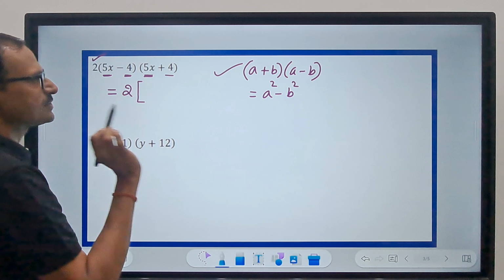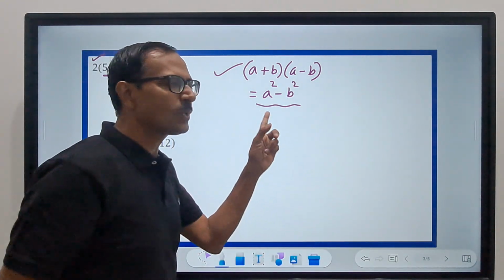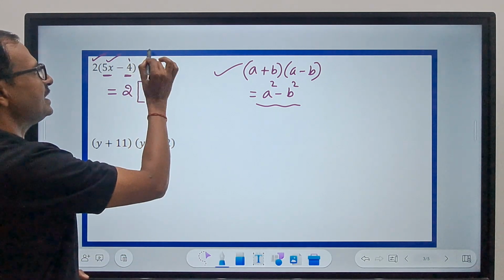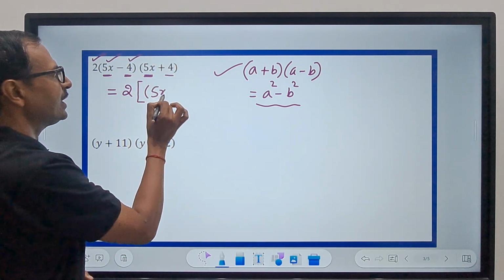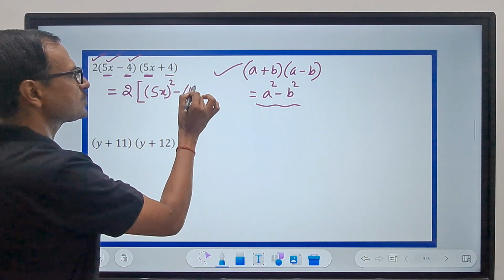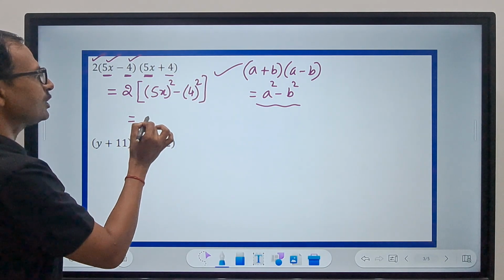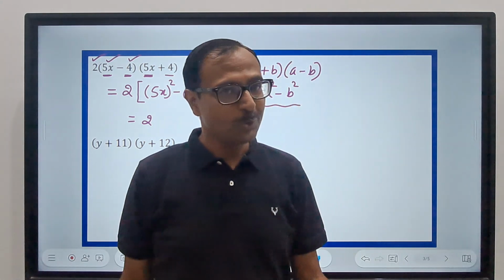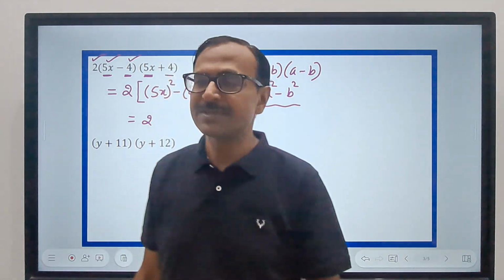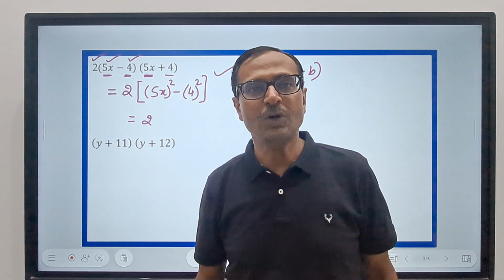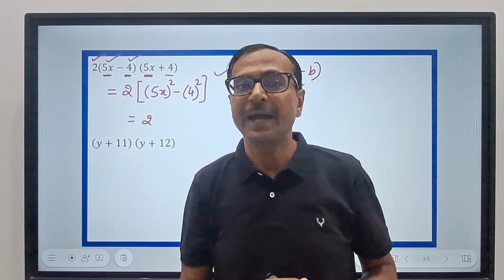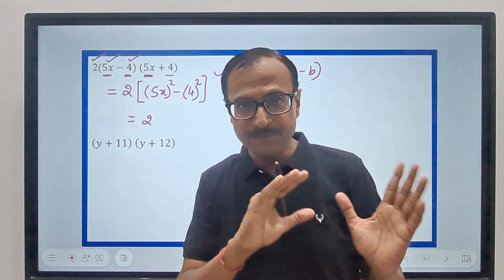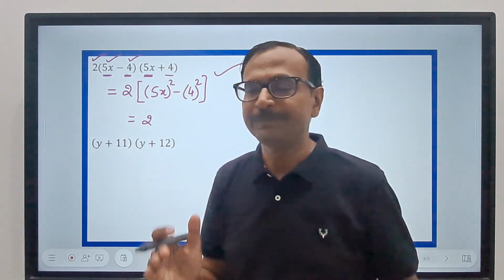So what happens to this? I have to reduce it to a square minus b square, right? A is 5x and b is 4. So a square minus b square. Mind you, the use of brackets is really important here, and if you don't use brackets, you will tend to commit so many errors. (5x) is put in bracket because it is 5x whole square and not 5x square. Okay? So the difference should be very clear in your mind.